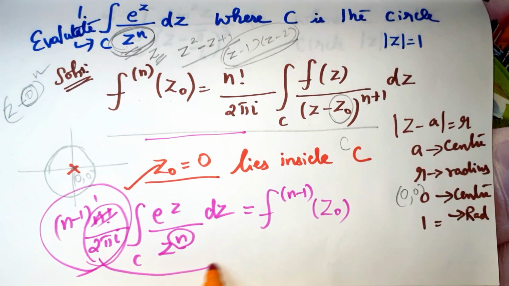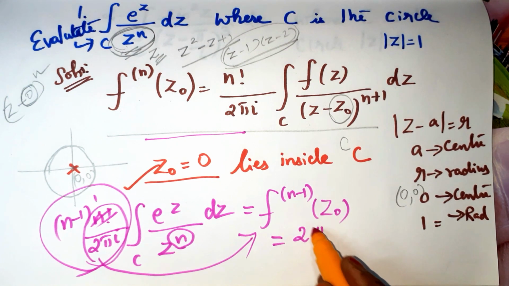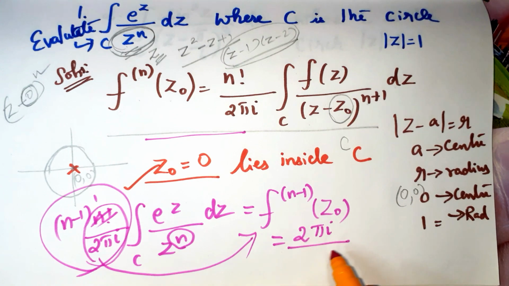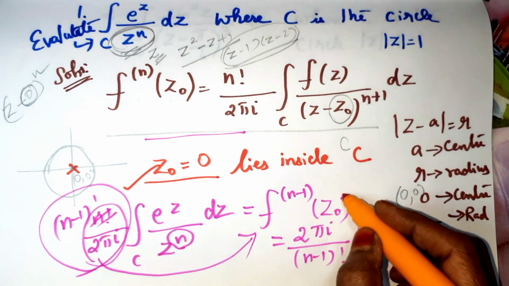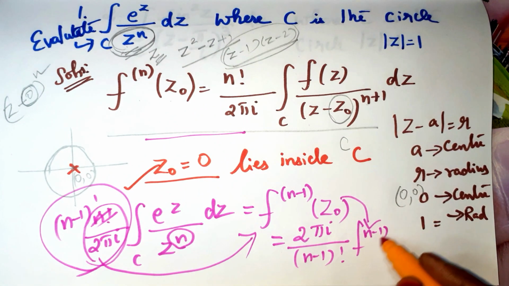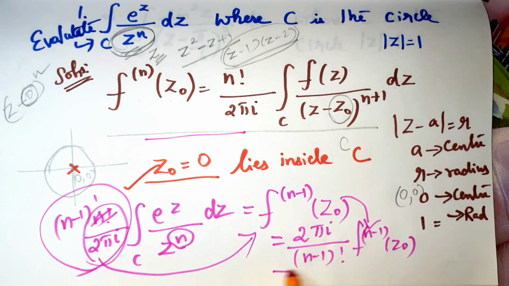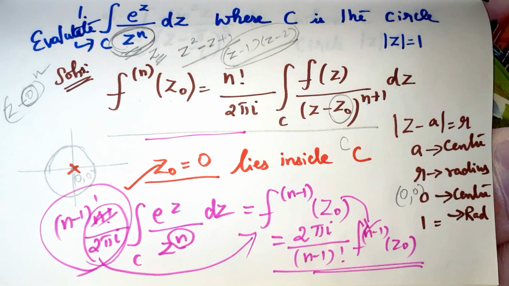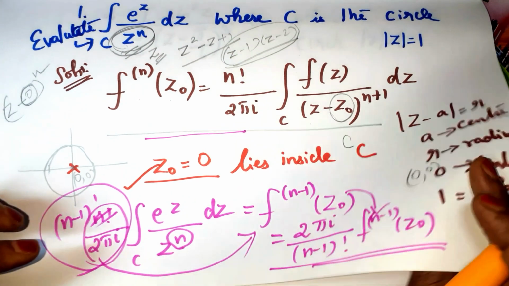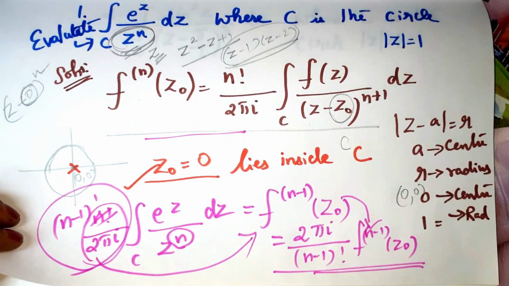So we have to take this to the other side. When it comes to the other side, we have to write that as 2 pi I by n minus 1 factorial into f n minus 1 of z0. So this is the term which we are going to calculate for the given problem. Is it clear?